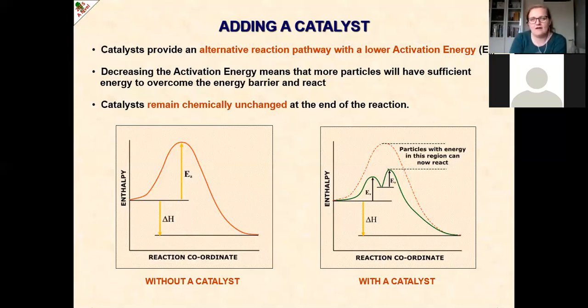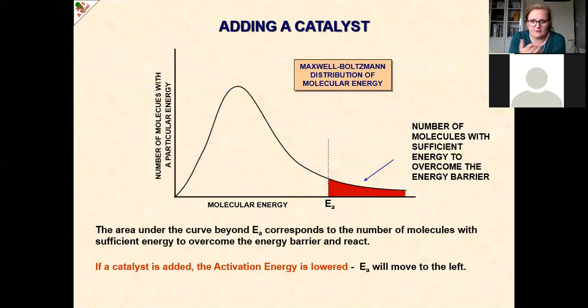Same as enzymes being a biological catalyst, enzymes can be used again and again and again. So they're really, really useful in this way. So here we go, adding a catalyst. So the area under the curve beyond EA corresponds, again, like I was saying, to the number of molecules with sufficient energy to overcome the energy barrier and react.